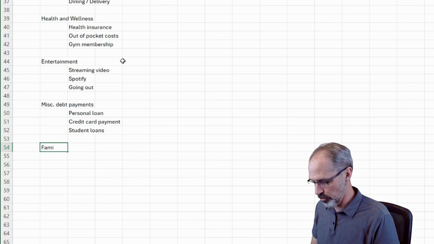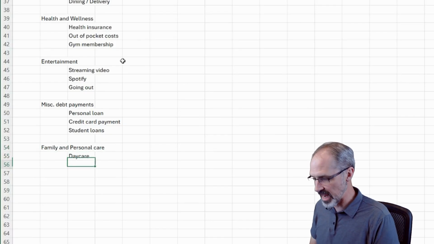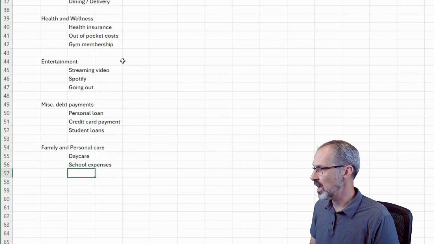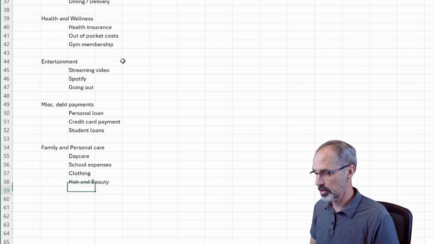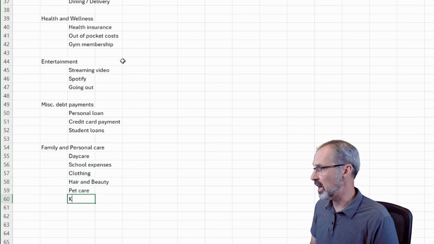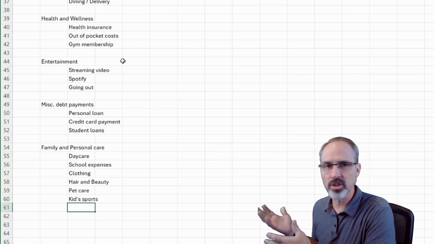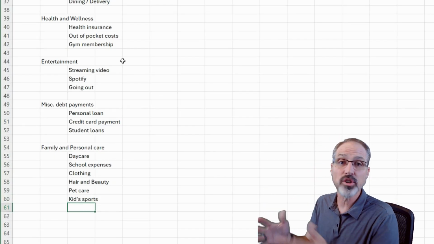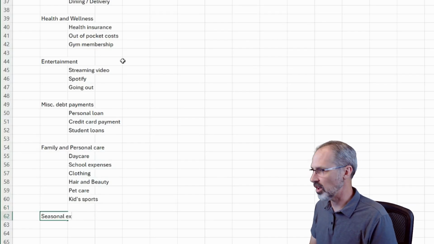All right, so now let's do family and personal care. This is stuff like you might have daycare costs in there. You might have school expenses. You might have clothing, hair and beauty, pet care, things like kids' sports fees, that sort of thing. I'm listing a bunch of them just to give you an idea. This person doesn't have all of these, but it gives you an idea of what kinds of things you can put into this category.